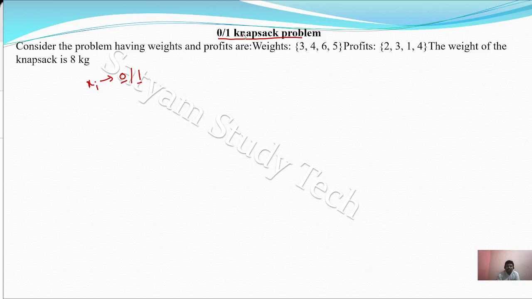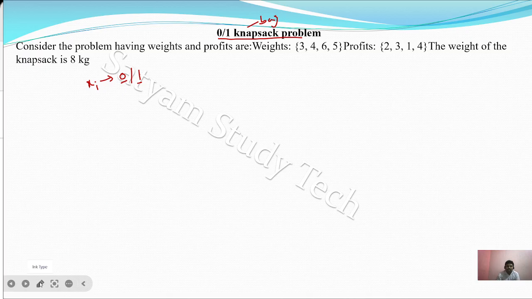Here the knapsack means a bag. Whatever objects you carry, you carry their weight, and then you get the corresponding profit. The fractional knapsack problem can be solved in the greedy method, and that is a maximization problem. The 0-1 knapsack problem can also be solved in the dynamic programming approach.